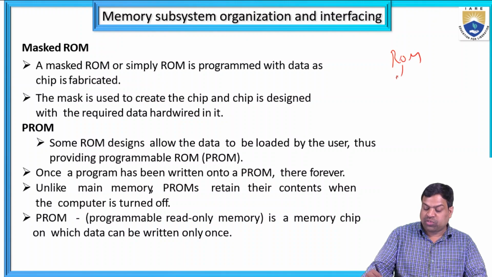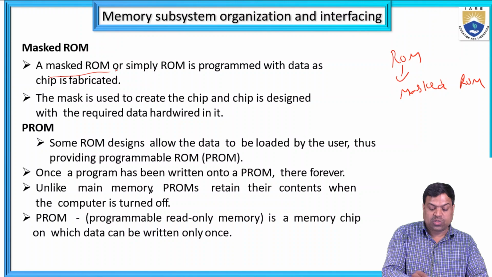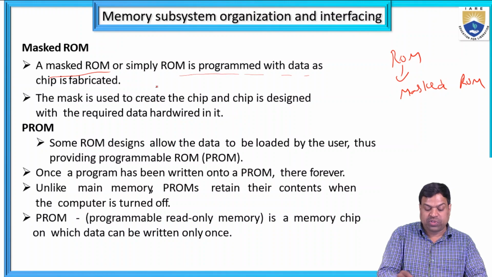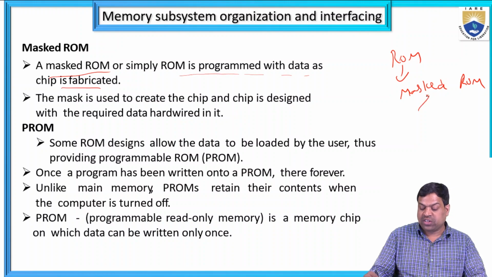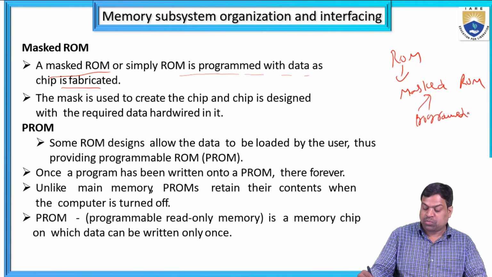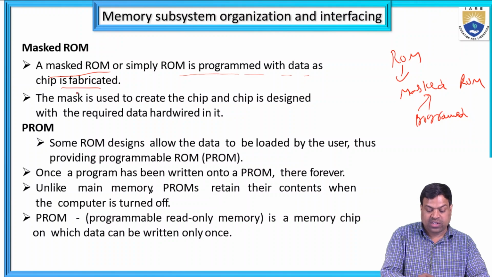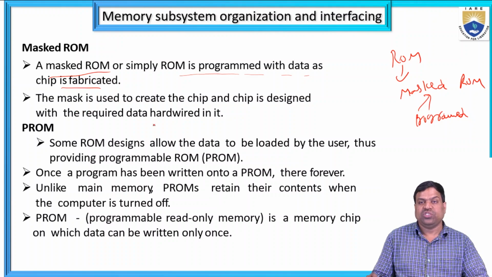So there are many types of ROMs. The first one I am taking is the masked ROM. This masked ROM is simply ROM programmed with the data as the chip is fabricated. The mask is used to create the chip, and the chip is designed with the required data hardware in it.